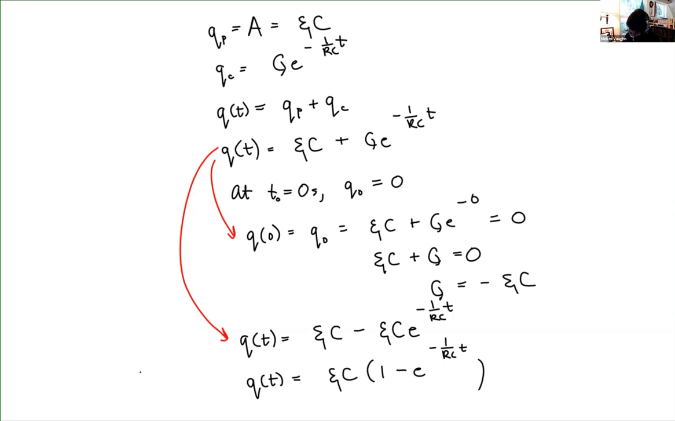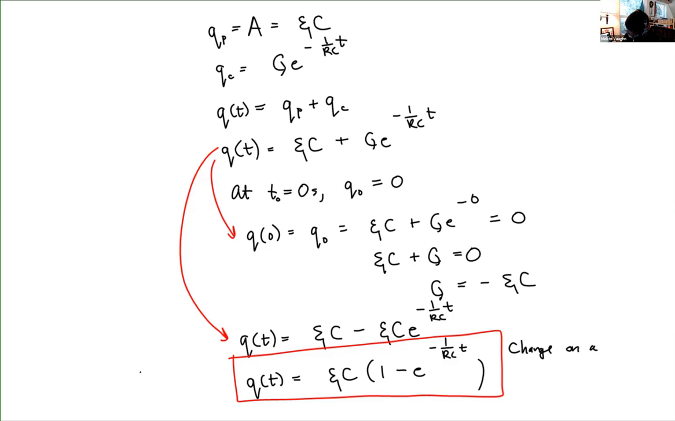This is the result that you need to know. We just derived it. I'm not going to make you derive this, but you do need to know this result. This result right here gives us the charge on a capacitor in a charging RC series circuit.